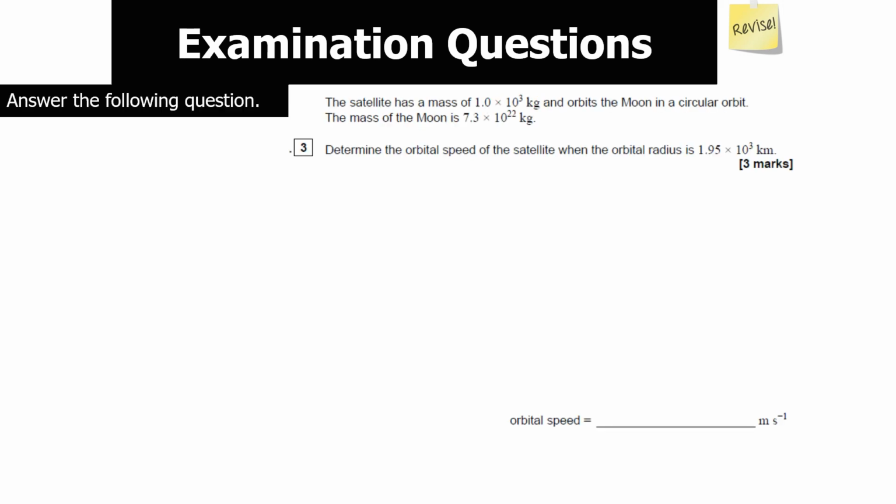The next question says the satellite has a mass of 1 times 10 to the 3 kilograms and orbits the moon in a circular orbit. The mass of the moon is 7.3 times 10 to the 22 kilograms. Determine the orbital speed of the satellite when the orbital radius is 1.95 times 10 to the 3 kilometers. So pause the video now, then unpause the video when you want to go through your answer.